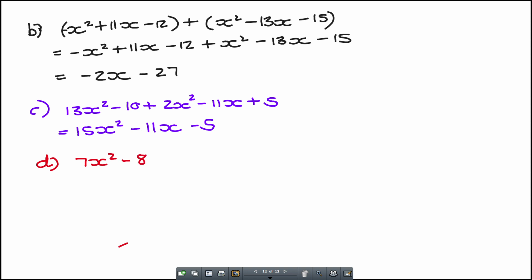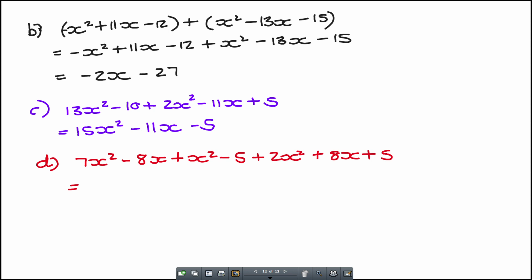Okay, again, over here I'm getting rid of the brackets. So plus x squared minus 5 plus 2x squared plus 8x plus 5. Now once we get rid of the brackets, now I need to add, but only allowed to add like terms. So 7x squared plus 2x squared will give me 9x squared. Oh, I missed one.